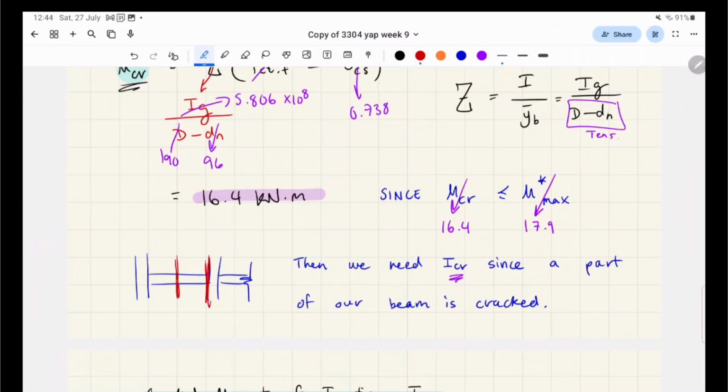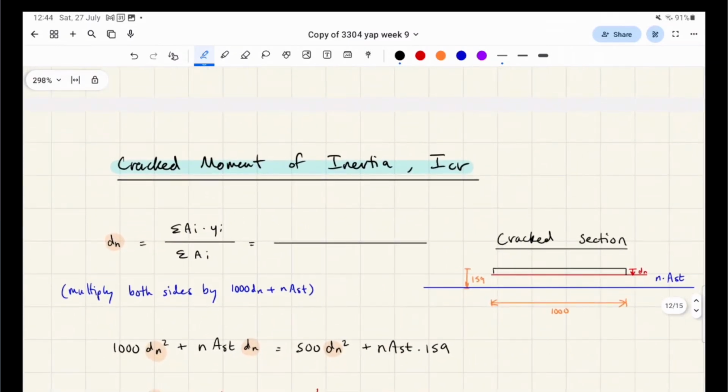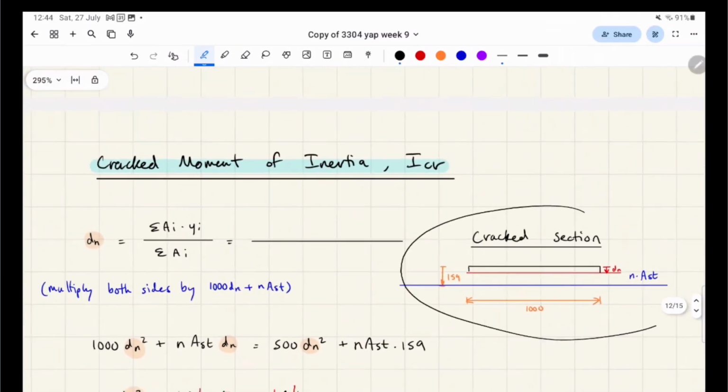The interior support side. So over here, there's no more supports. We don't have to calculate the I effective of that part. Okay, cracked moment of inertia. So here's our cracked section.